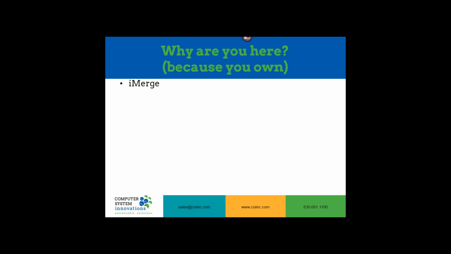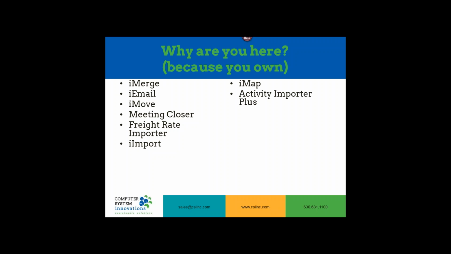So why are you here? Well, it's because you own one of our products, either our merging product for merging records, our Outlook integration tool, our national change of address tool to go and find everyone who's moved and update them, our event closing tool, freight rate importer if you're actually using UPS Freight and iMIS, our USPS import tool, iImport, our tool that figures out latitudes and longitudes and pretty soon is going to allow you to use IQAs to do selects within a mileage radius, so you can do your own polls instead of using an ad hoc. You can just type in, I want everyone within 30 miles of this zip code.